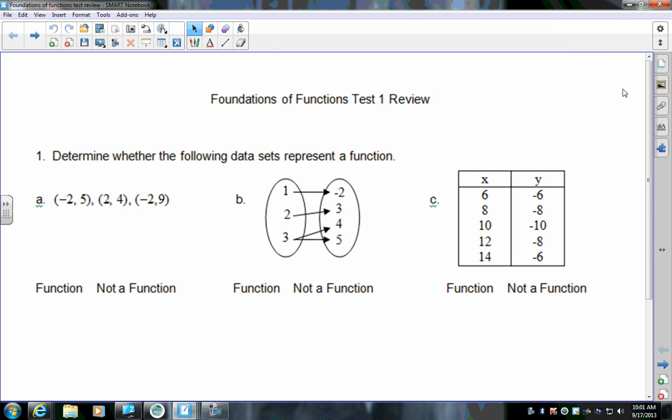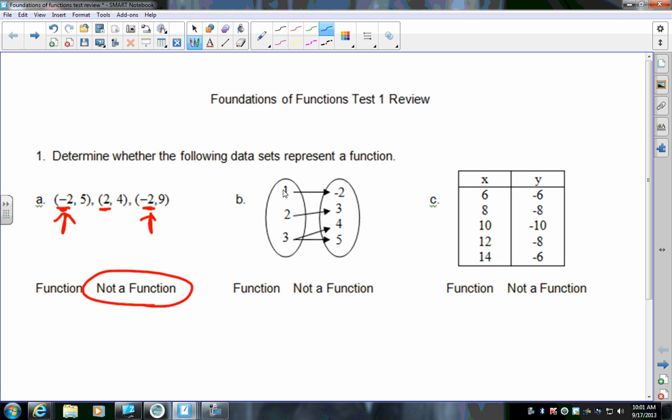All right, as we're starting to review for the foundations of function test, the first part you have to know, the beginning skill you have to know, is whether the following data sets represent a function or not. Remember, to be a function, your x numbers cannot repeat. So I'm looking here on A, and I've got -2 and -2. Those -2's repeat. Since they repeat, it is not a function.